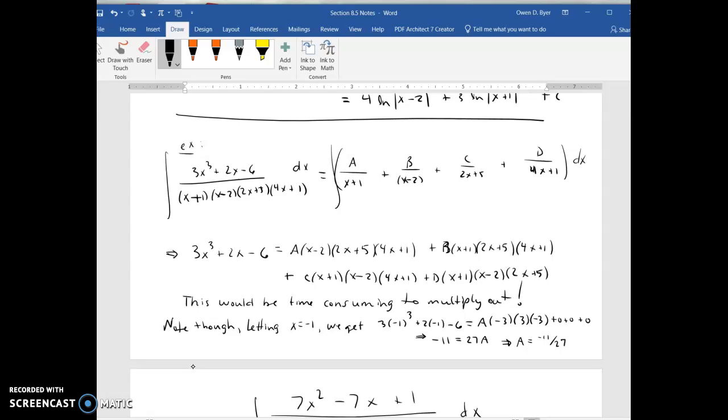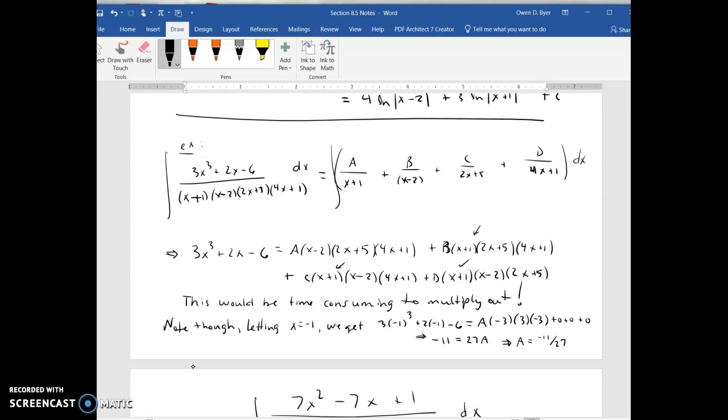In particular, if you make strategic choices for x, a lot of the terms will be 0. So for example, letting x equal -1 here will cause this term to be 0, and this term to be 0, and this term to be 0, because each of them has a factor of x plus 1 in it. The only one that's not 0 is the one with an A in front of it.